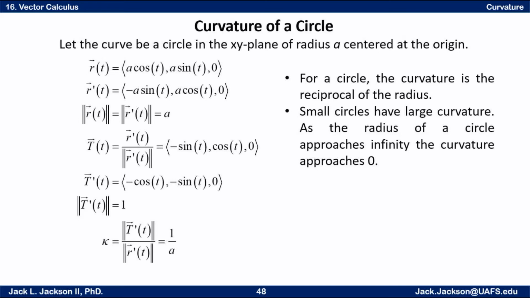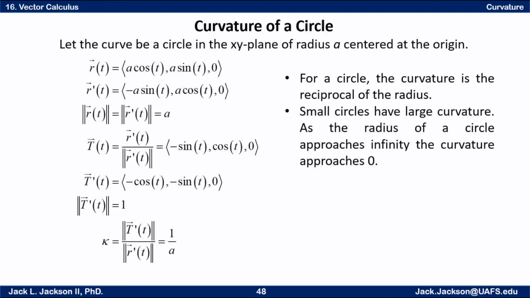So the curvature is the norm of T prime, which is just 1, divided by the norm of r prime, which is a. So the curvature is 1 over a. So it doesn't really matter which circle of radius a we take, it's going to have basically the same result. So it turns out for a circle, the curvature is the reciprocal of the radius. What that means is small circles will have a large curvature and large circles will have a small curvature.